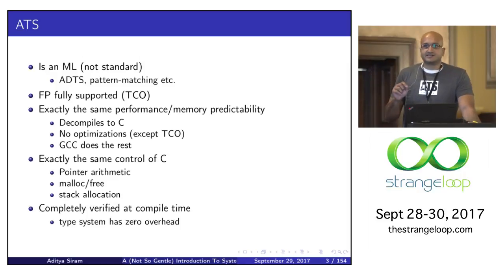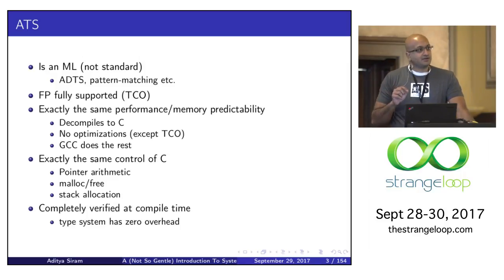But the thing that I think ATS really brings to the table that sets it apart from all the other languages is exactly the same performance and memory predictability of C. Notice I didn't say that it runs as fast as C or uses as little memory as C. I'm making a stronger statement than that. I'm saying you have the exact same control as C.